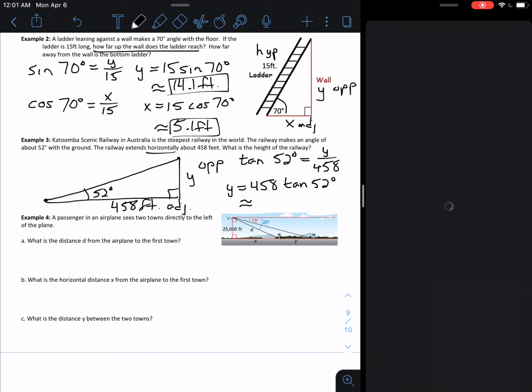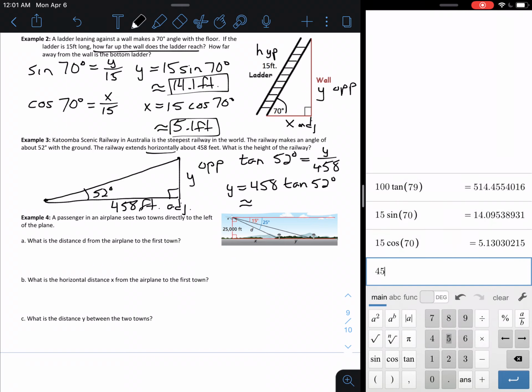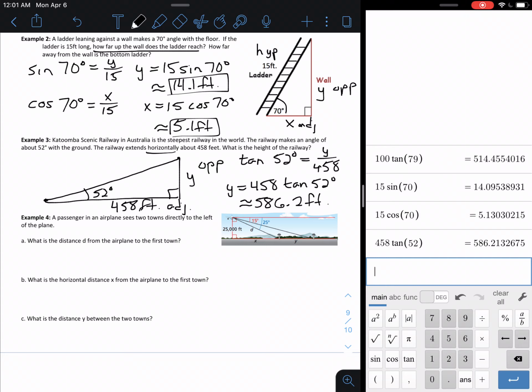So 458 multiplied by the tangent of 52. I'll try this again here. 52 is 586.2, and we were measuring in feet, so 586.2 feet.